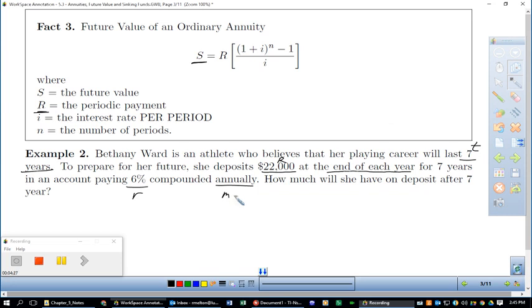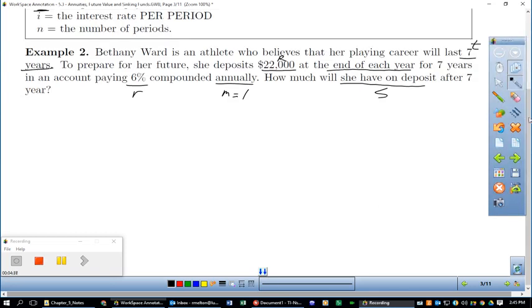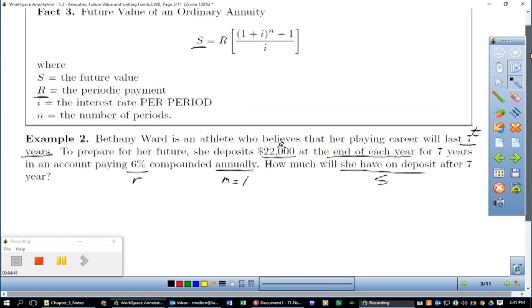So that means M equals 1. So how much will she have on deposit after 7 years? So we're finding S, how much she'll have on deposit. That is S, future value. All right, so we appeal to this formula.